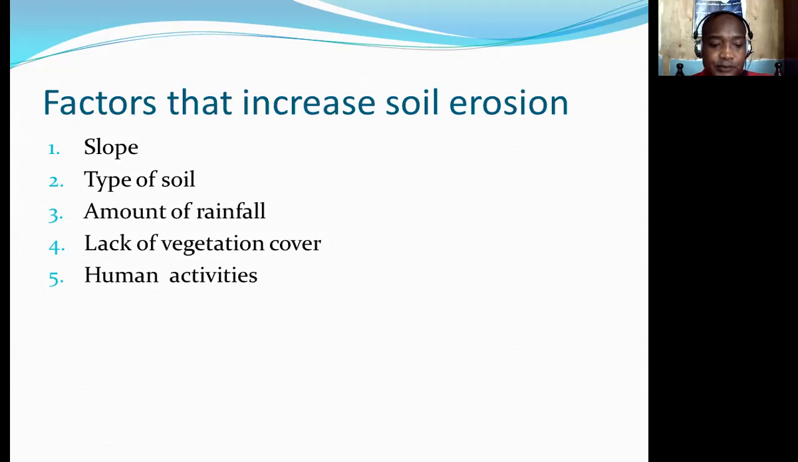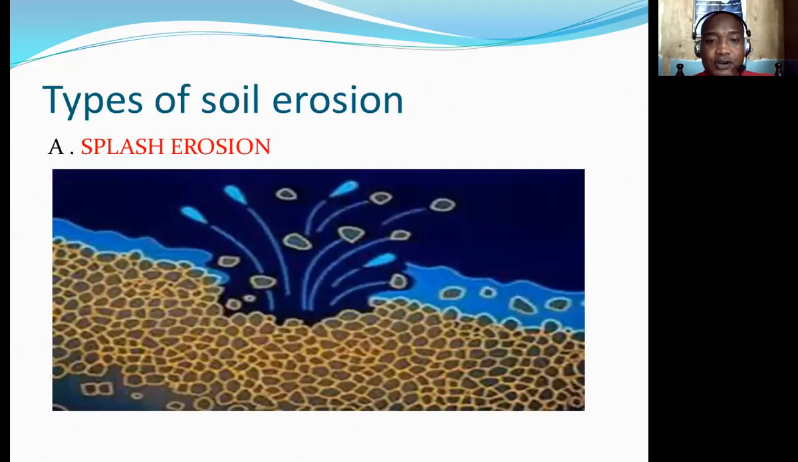Then pupils, we move to types of soil erosion. If you look at the picture on the screen, that is splash erosion. Splash erosion is also known as spatter erosion.